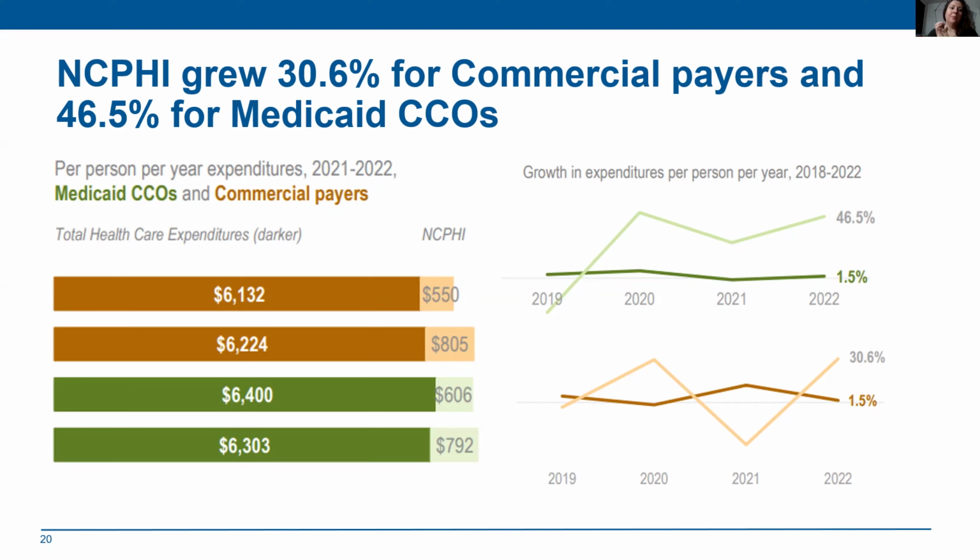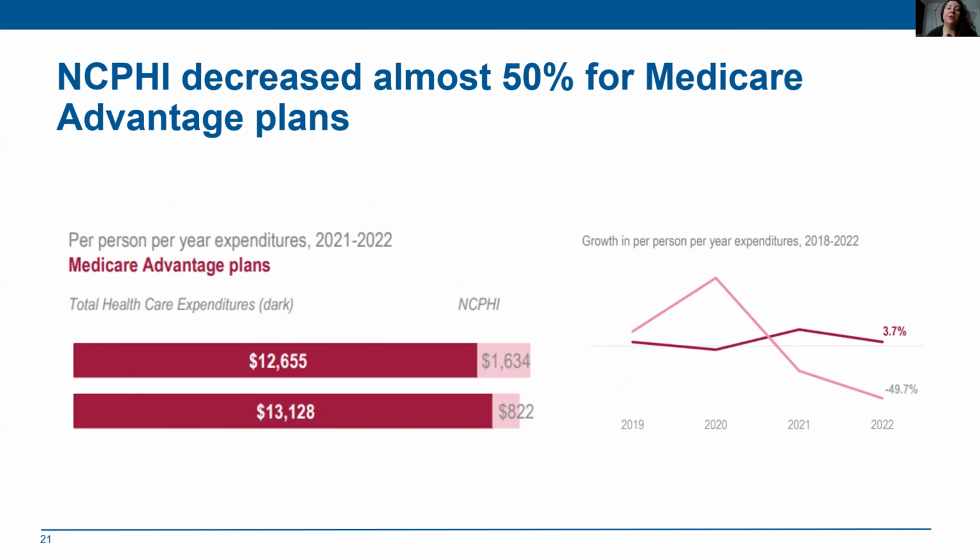Next slide. I just want to highlight briefly the NCPHI for Medicare Advantage. So unlike commercial and Medicaid, Medicare Advantage NCPHI decreased almost 50%. So kind of the opposite story in the Medicare market. We think what's going on here is the growth in actual spending on services, so in the claims payments that were being made, was faster in the Medicare Advantage market than in the commercial market. More Medicare Advantage enrollees came back to the doctor's office for care that they had delayed during the pandemic, leading to this decline. I'm going to stop there and see if Sam Smith wants to add anything to help explain what's happening with the NCPHI.